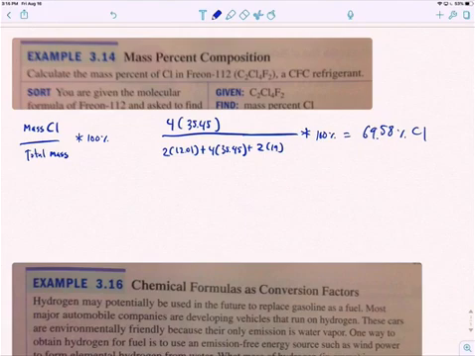So, recap: looking at the percent mass of something, look at the mass of whatever it is over the total mass. In this case, we look at the molecule itself and how much chlorine is in there. We divide it by the total mass of the molecule and find that it's about 70% chlorine.